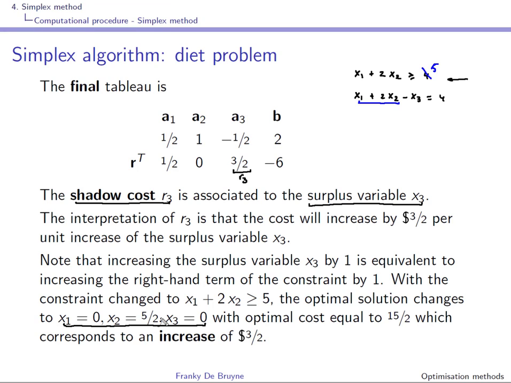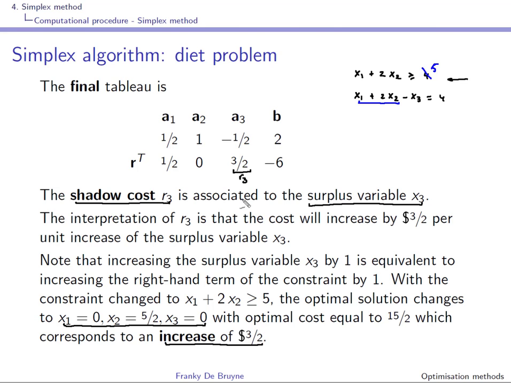If we look at the associated cost, it's C1 x1, x1 is equal to 0, plus C2 x2. Well, C2 is equal to 3. You can see here in the optimal solution that the value of x2 goes from 2 to 5 over 2, so there is an increase of a half. Since C2 is equal to 3, we'll have an increase of $3 over $2, and this is indeed what we see over here.